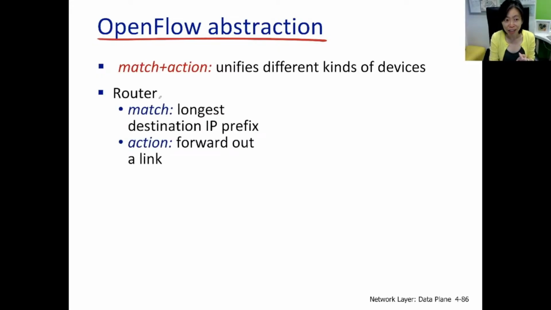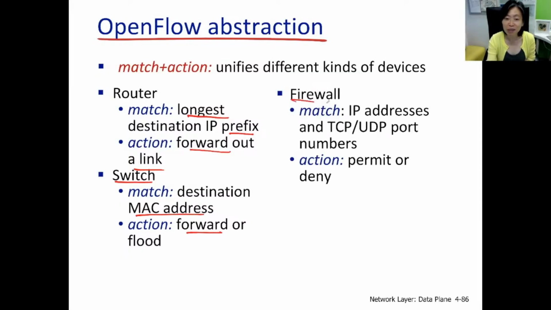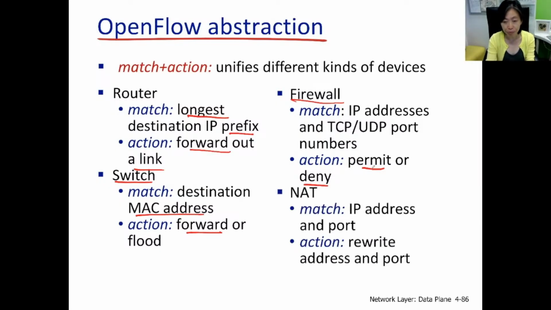It can emulate traditional forwarding, just like the traditional routers. It can do longest prefix match and forward on a particular interface. It also emulates a link layer switch, matching on the destination MAC address and then forwarding the packet further. It emulates firewalls as well, by looking up the source IP address or destination port number and then dropping or allowing the packets. One additional emulation SDN can do is the NAT box.